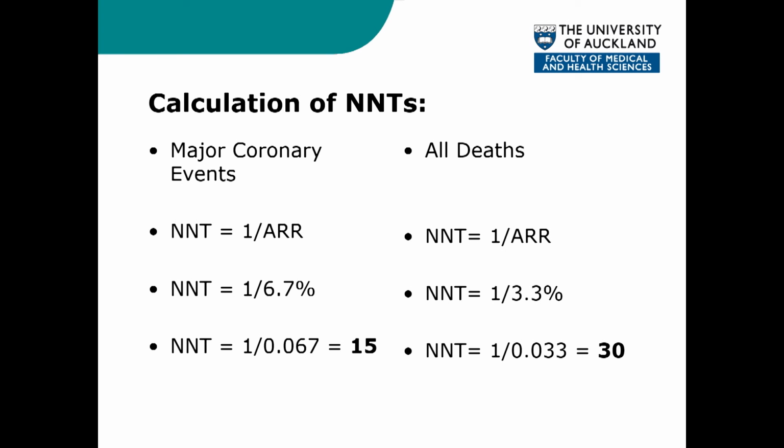The calculation of the NNTs is 1 over the absolute risk reduction. So for coronary events, it's 1 over 6.7%, and that gives us 15. For deaths, it's 30. So 15 people have to be treated with simvastatin for 5 years to prevent another cardiac event. 30 people needed to be treated for 5 years to prevent a death. That's actually pretty good, but this was a high-risk population. This was in a group of people getting secondary prevention that already had an event. So this is a high-risk sort of setting.